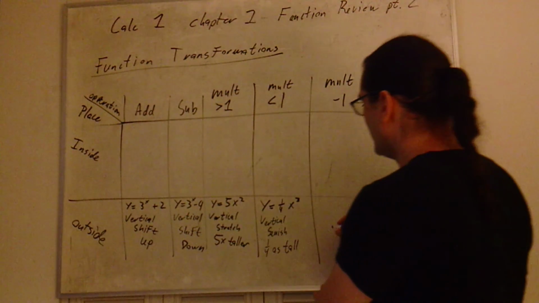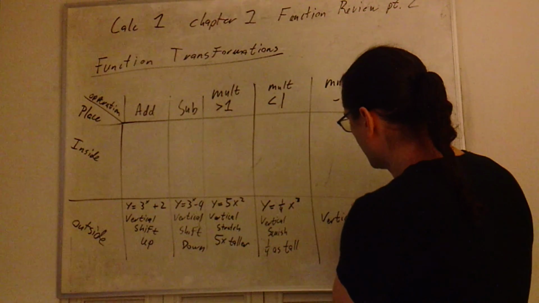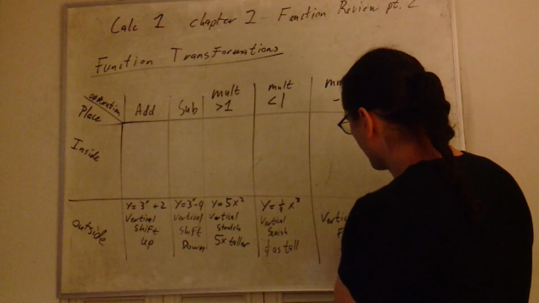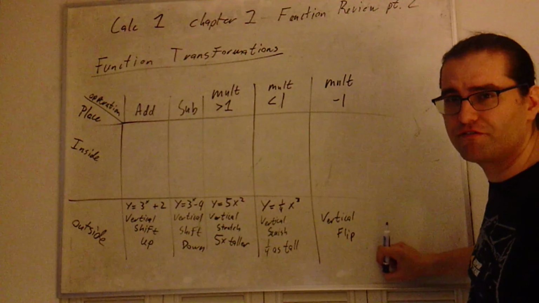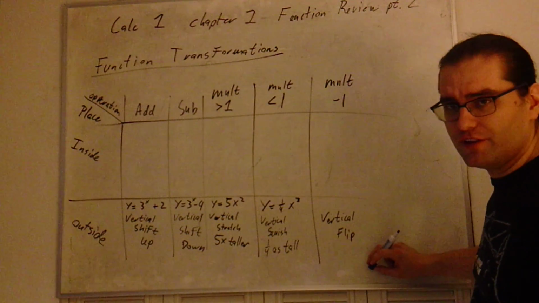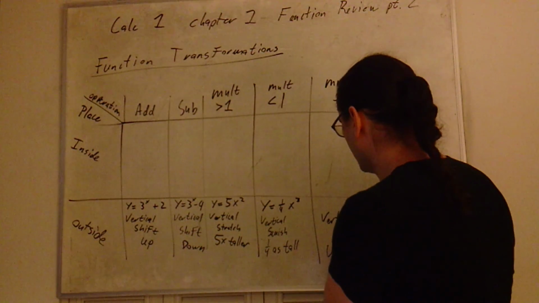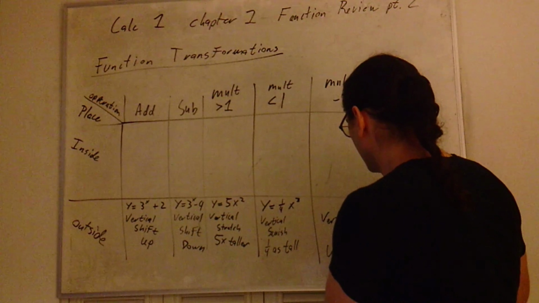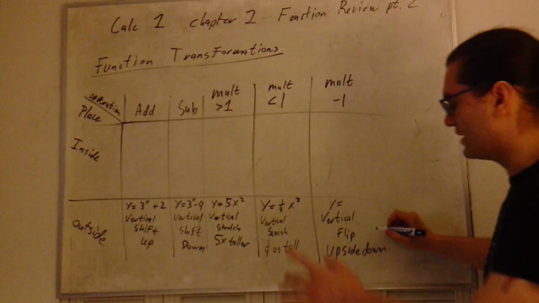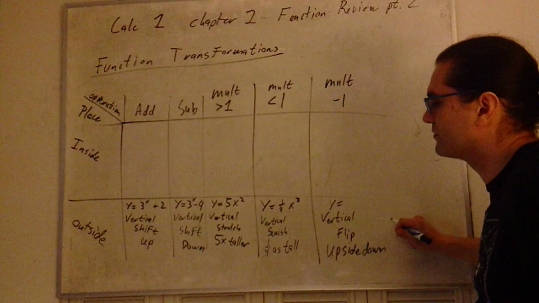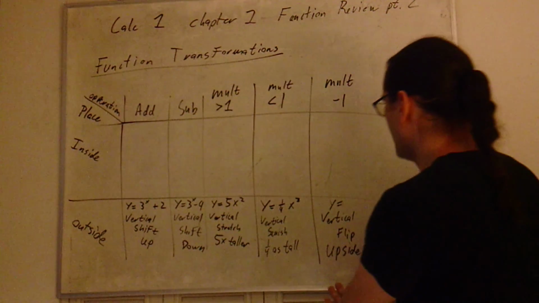If you multiply by -1 on the outside, this creates a vertical flip. Again, flip is not the official word. The official word is a reflection. I like flip. This creates a vertical flip, upside down. So if you have something like y equals, we did exponentials, we did polynomials. Let's do a negative cosine.